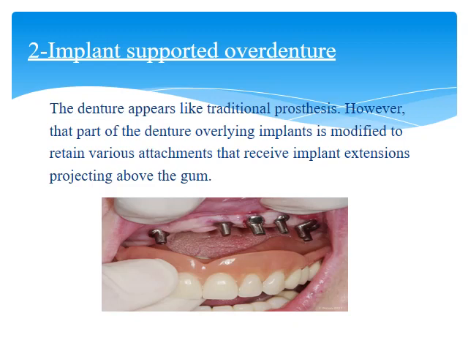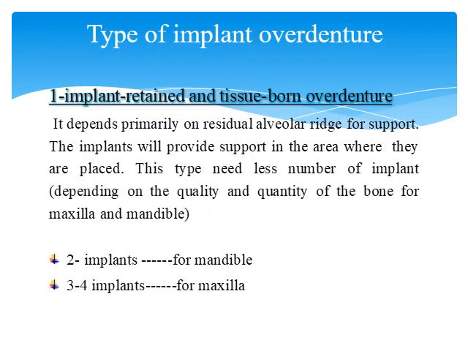The second type of overdenture is the implant-supported overdenture. The denture appears like traditional prostheses; however, the part of the denture overlying the implant is modified to retain various attachments that receive the implant extension projecting above the gum.